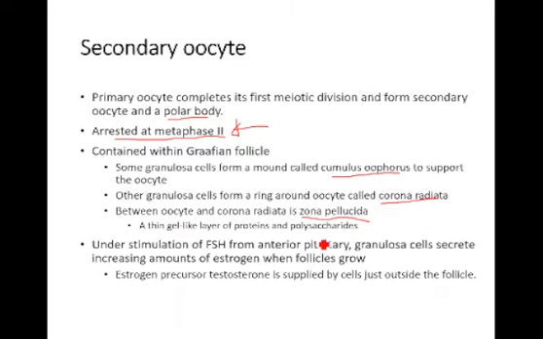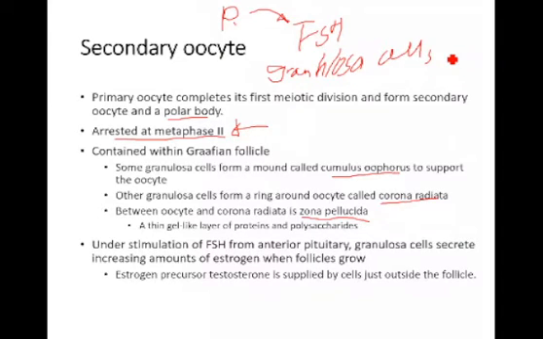So under the stimulation of the FSH from the brain, granular cells secrete increasing amounts of estrogen when follicles grow. What you need to be aware of here is there are several types of cells secreting different things. So far, what we have learned is FSH from the brain, from the pituitary gland, so it will secrete FSH. And then another hormone here is estrogen. That is from the granular cells, the granulosa cells. They're secreting estrogen.